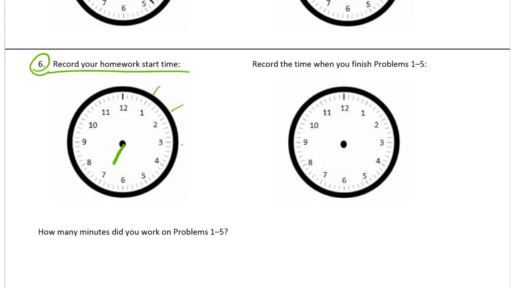5, 10, 15, 20, 25, 30, 35, 40, 45, 50. That would be 55. 54 is one less than 55. So, 54. And I'm going to write it down. 6:54. All right.